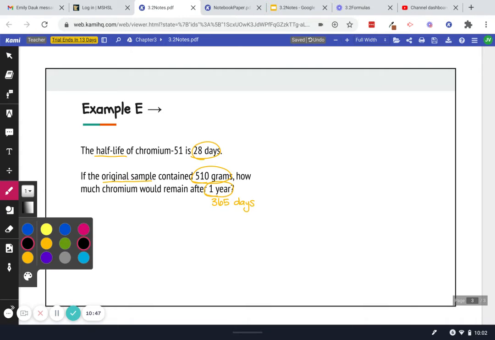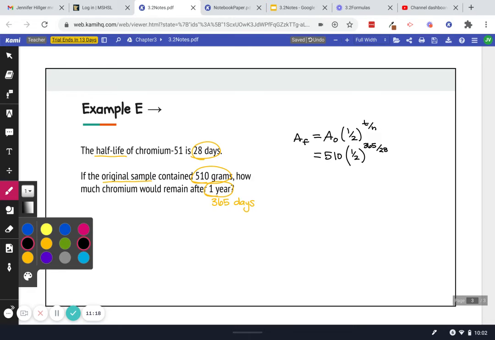So half-life formula, the final amount, the initial amount, half-life, T over H. Initial amount, 510 grams. The time frame is 365 days. The half-life is 28 days. The reason we divide it is to figure out how many half-lives have happened, because every time one happens, we've cut our value in half.